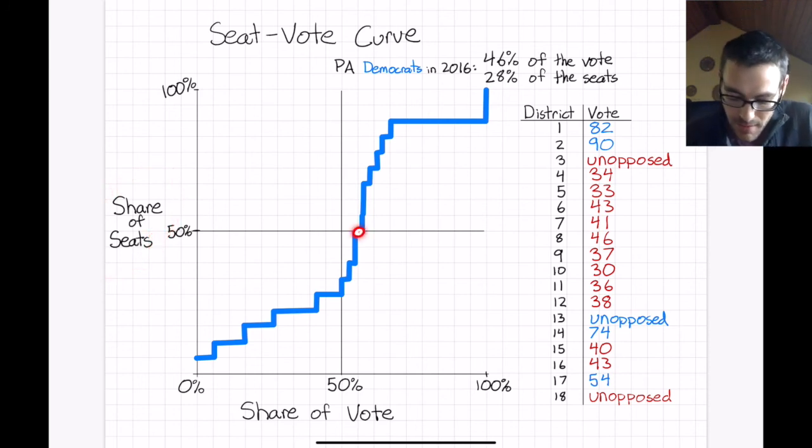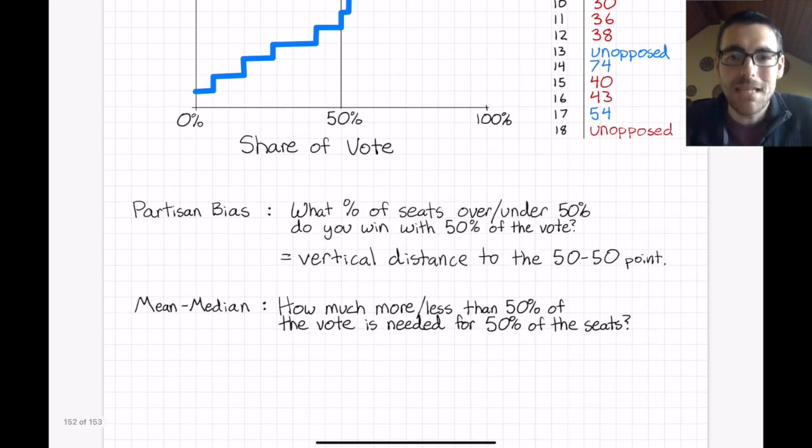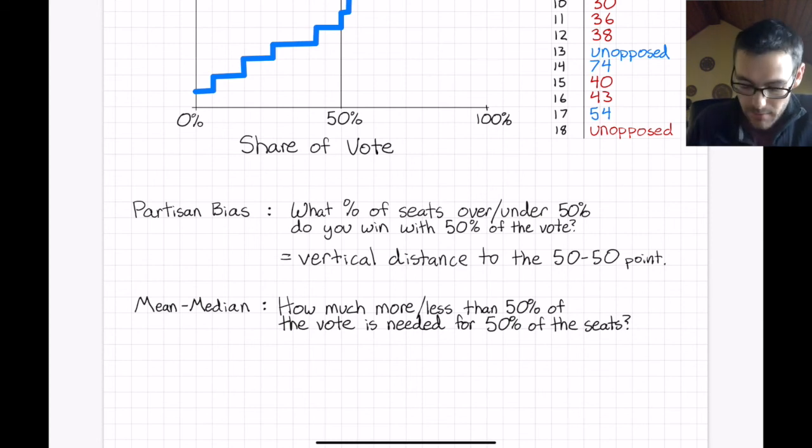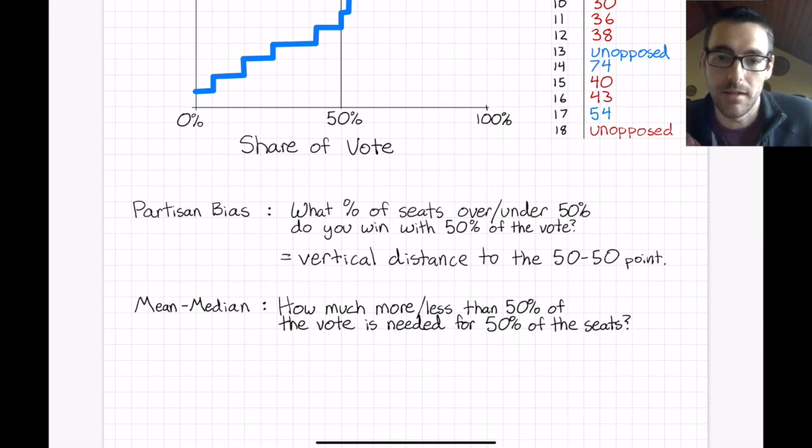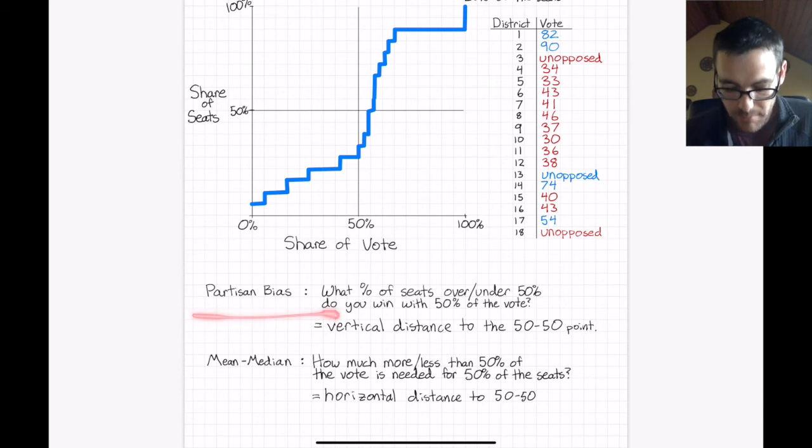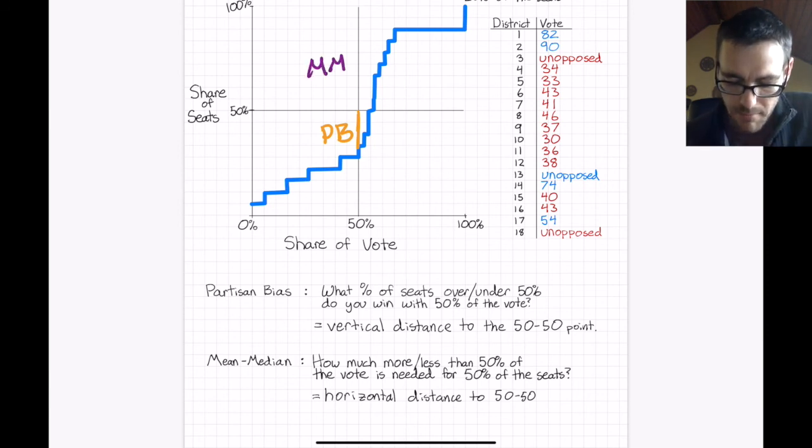Because this point in our seat vote curve is to the right of the center of this graph, that means that the Democrats need to win more than 50% of the vote in order to win 50% of the seats. This is called the mean median score. We're asking how much more or less than 50% of the vote is needed in order to win 50% of the seats. Whereas the partisan bias was a measurement of this vertical distance, this is the partisan bias. The mean median is a measure of the horizontal distance.